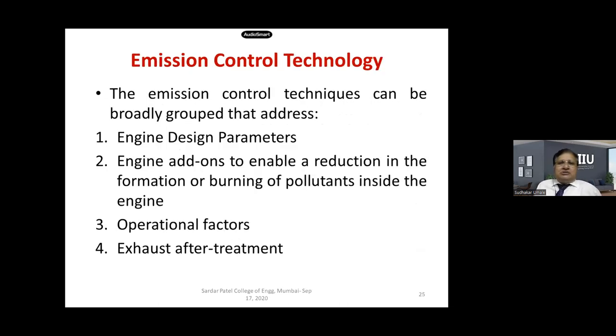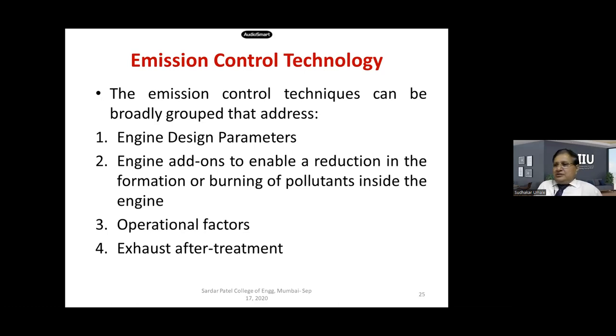And now we come to engine control technology. I have explained up till now how the engine emissions are formed in the engines. Now I will explain how these emissions are controlled, what devices we use, and what technologies we are finding. The emission control techniques can be broadly grouped into those that address engine design parameters. There are a total of 16 engine design parameters. One is called thermodynamic parameters. Second is called geometric parameters. I will cover all parameters.